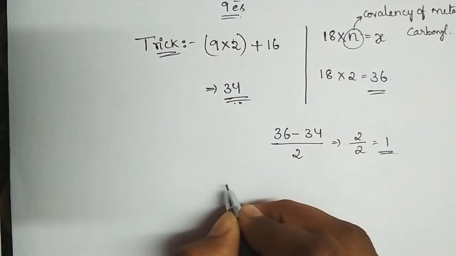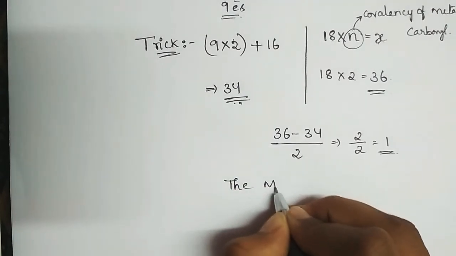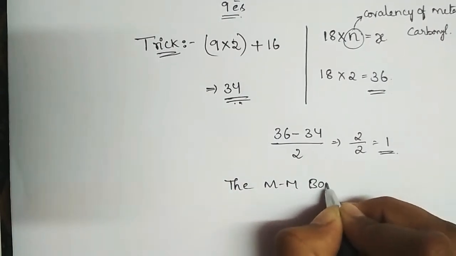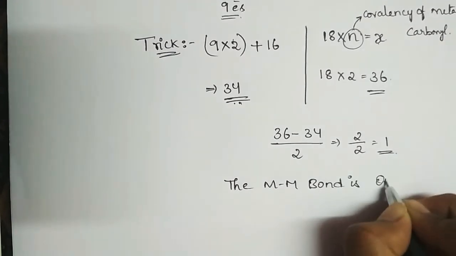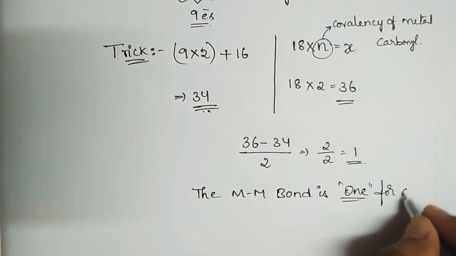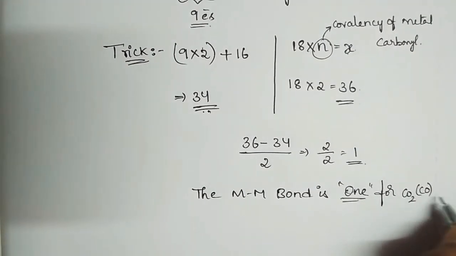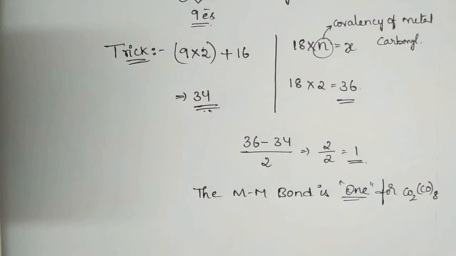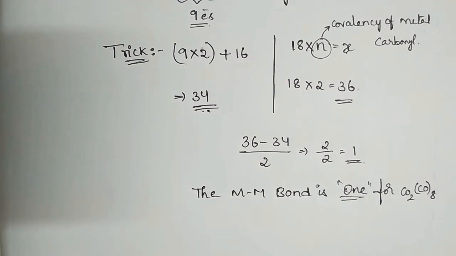So here the metal bond is 1 for cobalt octacarbonyl. Okay, this is the first example.